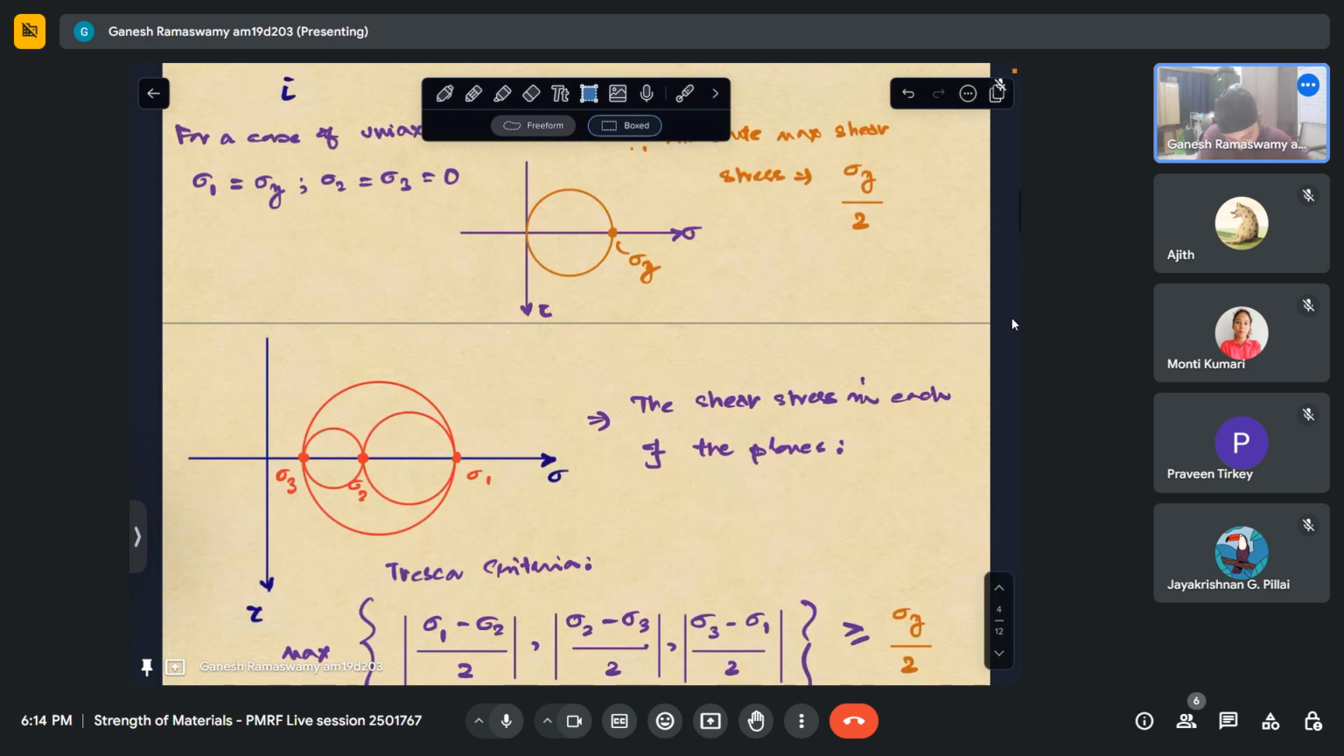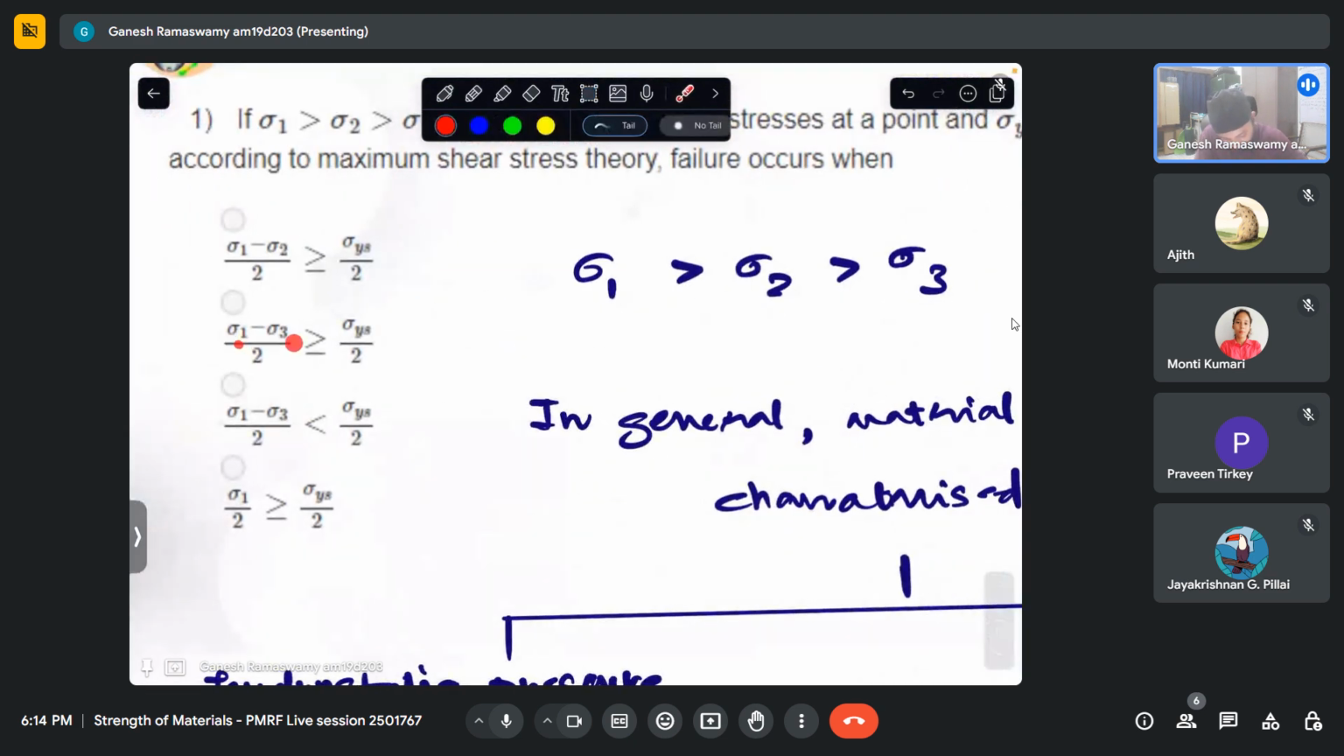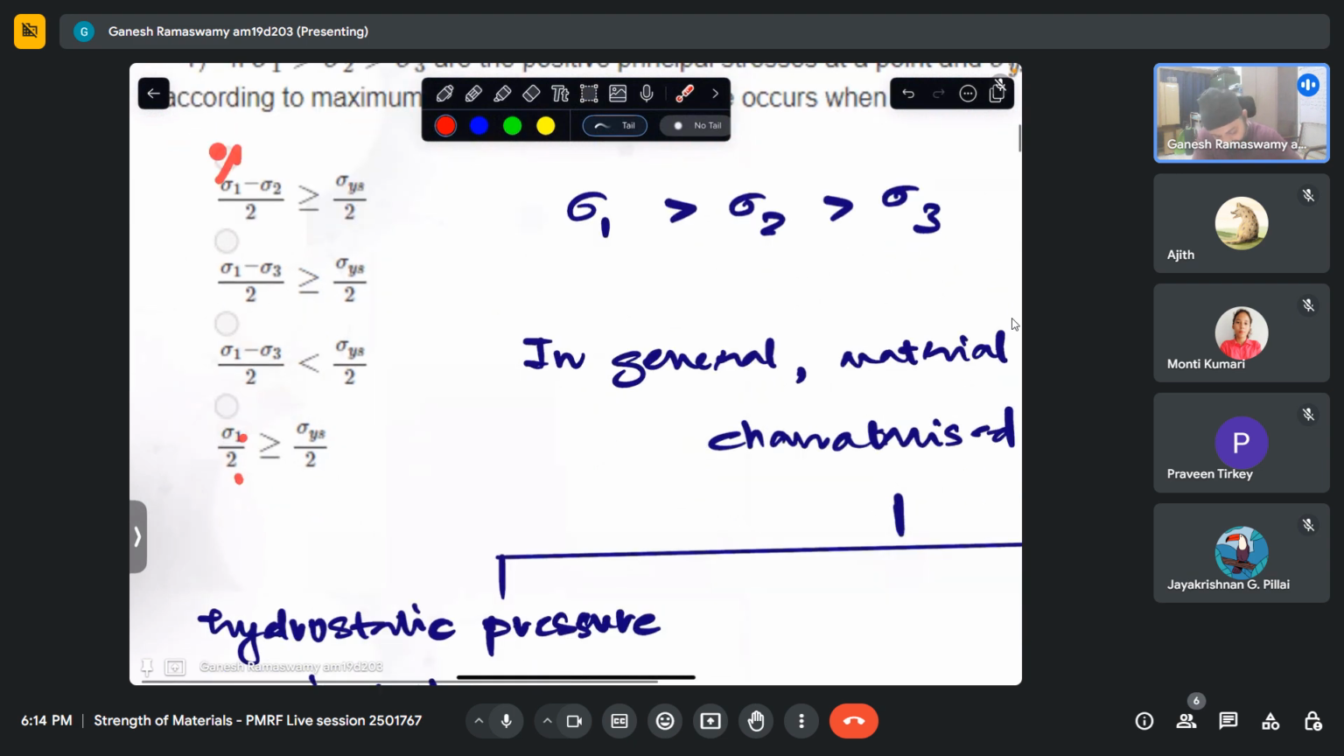So let us look at the options. So we have sigma 1 minus sigma 2, 1 minus 3, and then 1 by 2. So this is clearly not the answer. So out of these two, we can see that one actually shows a condition where the working stresses are below the yield, below the maximum yield stress in the case of uniaxial tension, which happens to be the safe condition.